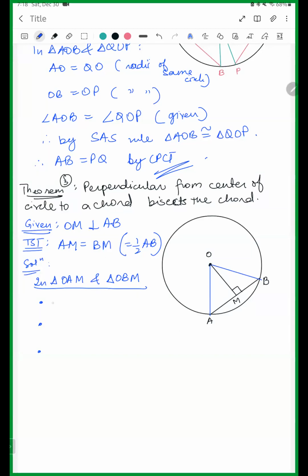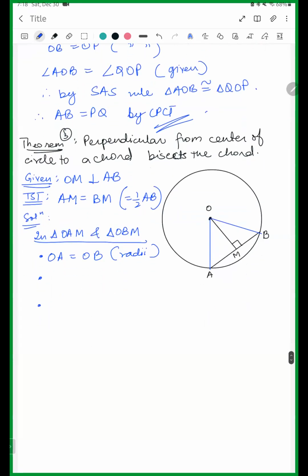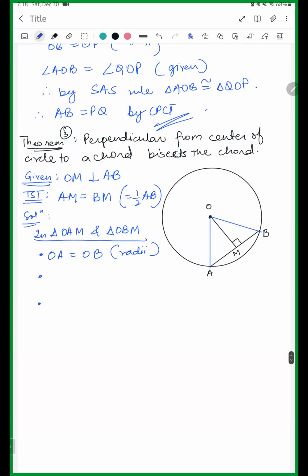See, OA is equal to OB because radii of the same circle are equal. Then OM is equal to OM because it's common. It's a common side. OM, common side. Then angle OMA, this angle is also 90. And the other angle, angle OMB, this is also 90, given.